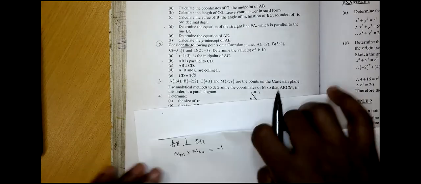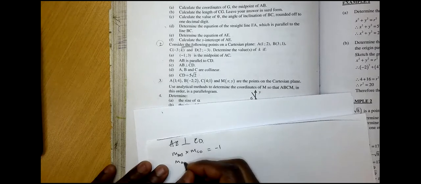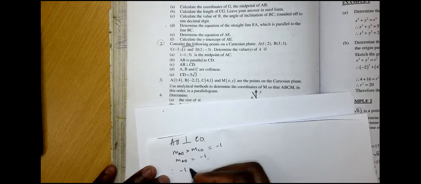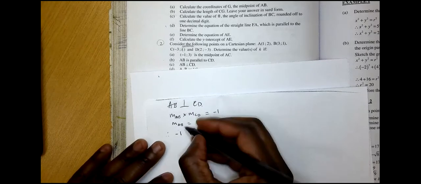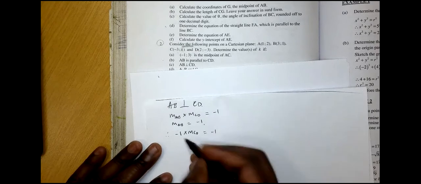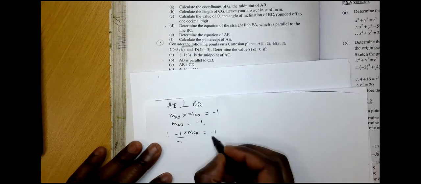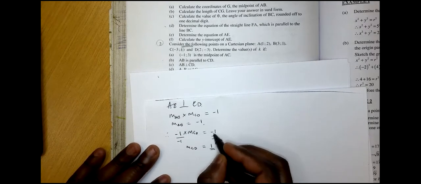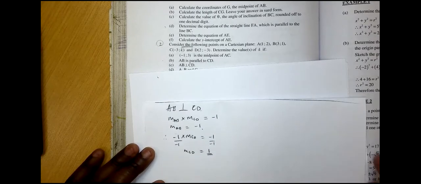So what are we going to do? We know that MAB is equal to negative 1. We have calculated it. So here we're going to say, therefore, negative 1 times MCD is equal to negative 1. Then we divide by negative 1, MCD is equal to 1, because negative 1 divided by negative 1, you get 1. So gradient of MCD is equal to 1. That's what we have here.